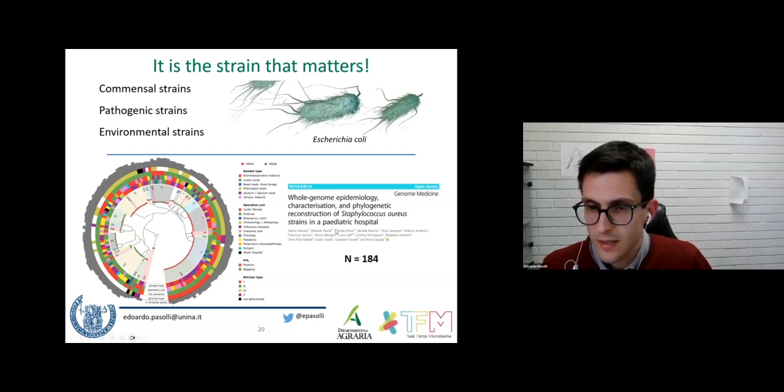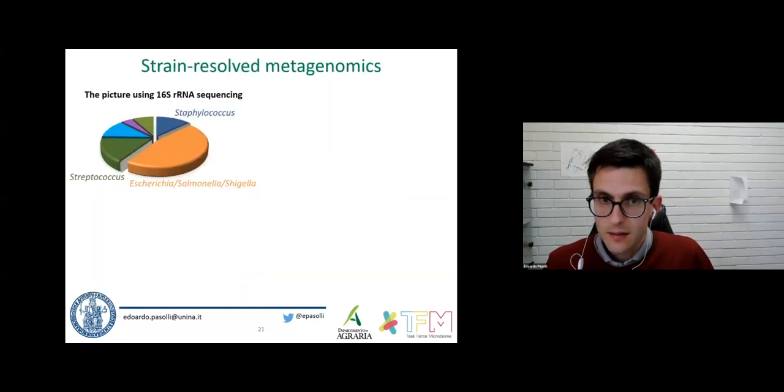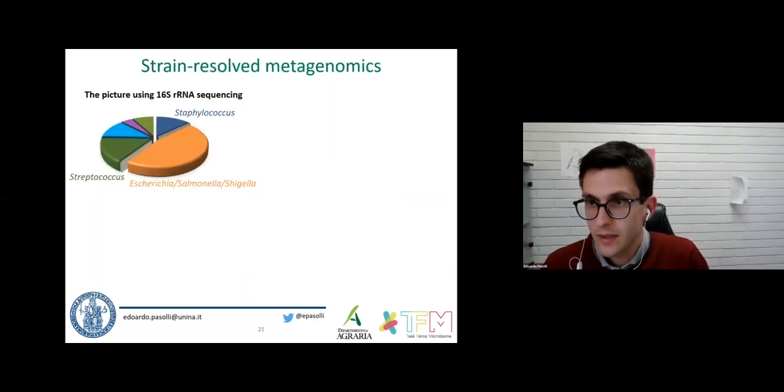Analysis of strains is something quite established if we are working on isolates, and using genomes from isolate sources. This is just one example. For example, if you want to study Staphylococcus strains in a pediatric hospital, we can do comparative genomic studies. This is something that is becoming more standard also in the metagenomics field, but of course we are still in the phase of developing and improving the existing tools.